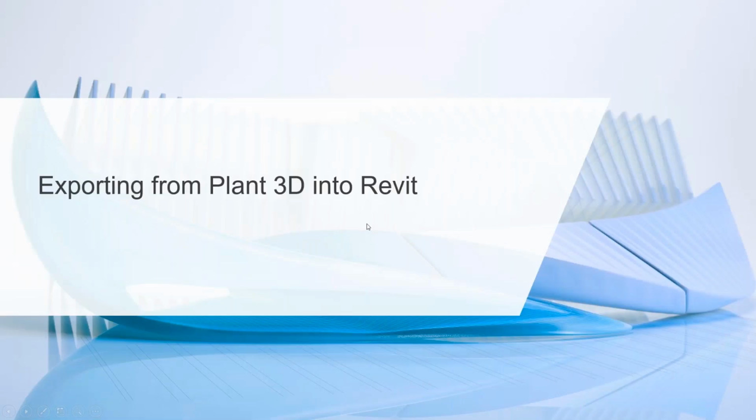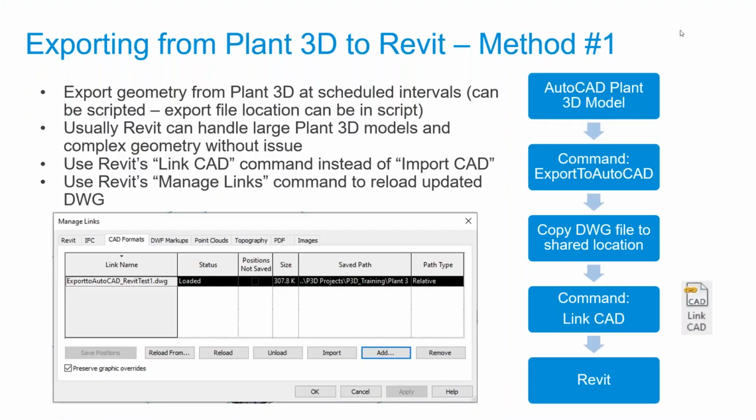So let's continue with exporting from Plant 3D into Revit. Here we're talking about different methods. The first method is you export Plant 3D models with the export to AutoCAD command into a plain AutoCAD DWG file. You put it on a shared location and you link this DWG into Revit.